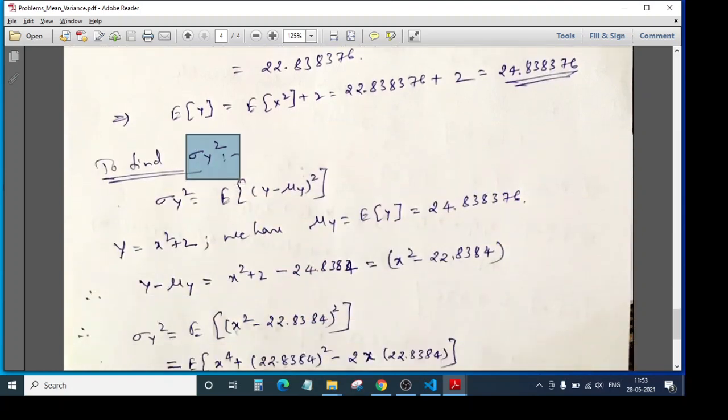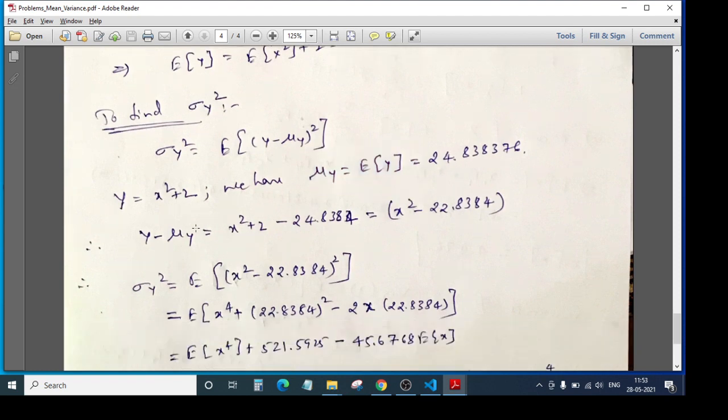Next we will find our sigma square of y, which is nothing but expectation of (y minus mu_y) the whole square. So we know that y is equal to x square plus 2, mu_y is equal to E of y, that value we have found out just now here. Okay, so y minus mu_y is nothing but, y we have x square plus 2, you can see here y is x square plus 2, minus mu_y we have found just now here. So just substitute the values. Okay, just plus 2 minus 24, the answer is nothing but minus 22.